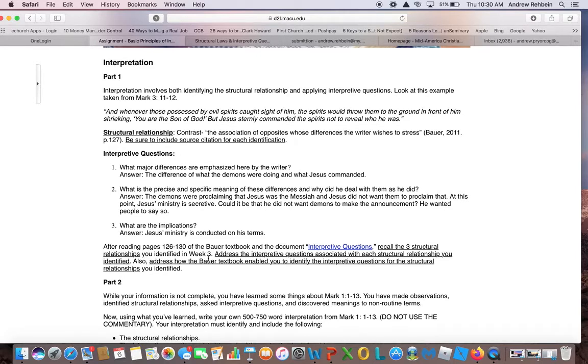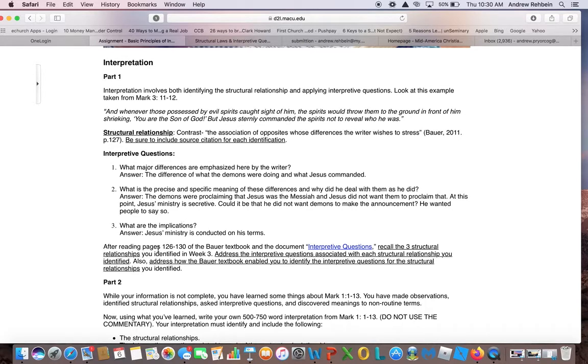You don't have to come up with new ones. You don't have to find 3 new ones. Just use the ones that you already identified in week 3. And you're just building on those. So again, follow this exact format here to fulfill the requirement for part 1. State the structural relationship. You're really just copying and pasting basically what you did in week 3. The same definition of that structural law found in the Bauer textbook, and then you're going to state 3 interpretive questions for that specific structural relationship.